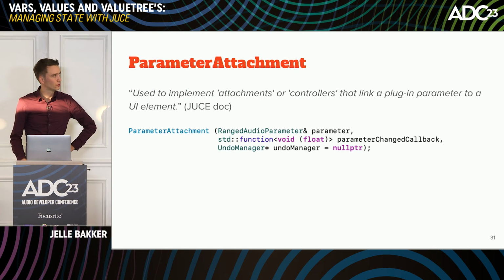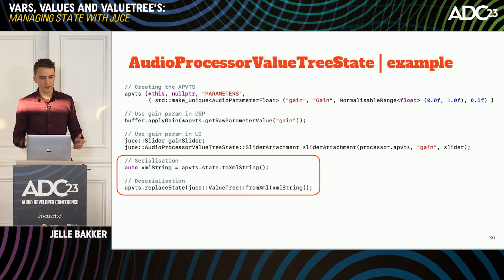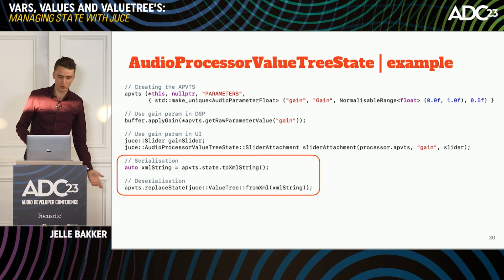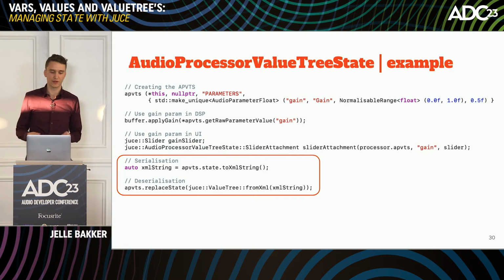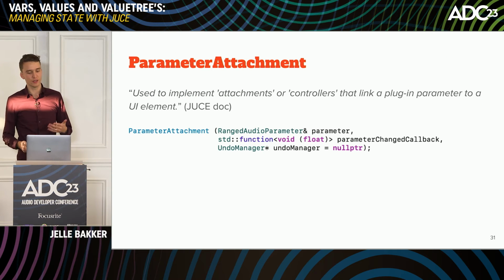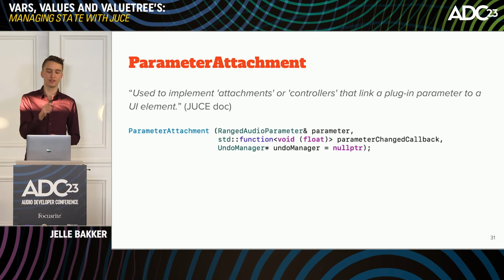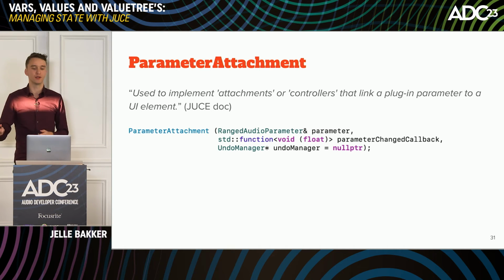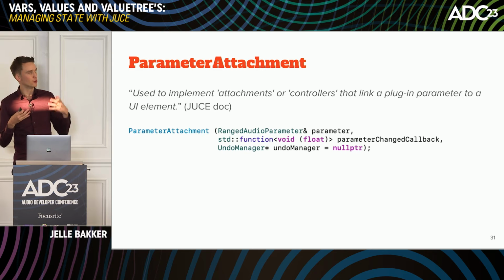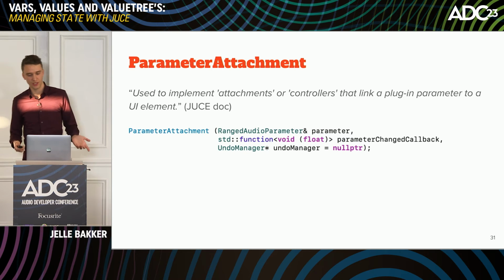Second class you probably want to use if you have components in your UI that are not necessarily covered by these slider attachments. There's a few default attachment classes from JUCE, but if you have a component, something like maybe an XY pad or ADSR, that's not covered by JUCE, you can easily write your own attachment using the parameter attachment. So you pass in your parameter and you pass in a callback that you will get on the main thread. This can be very useful when you want to update the UI's component on the main thread when the parameter changes.